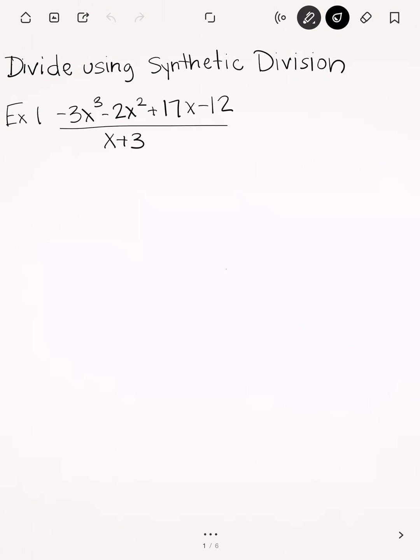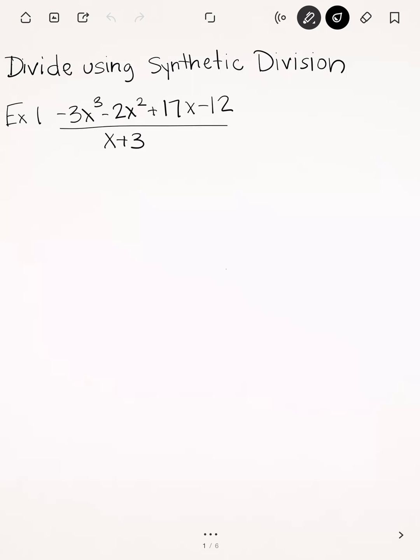What I need to look for is that my dividend is in standard form. So x cubed, x squared, x, and a constant, and that I'm not missing anything. Again, I have my x cubed term, so I have to have an x squared, an x variable, and a constant with no variable. Okay, so I have that.